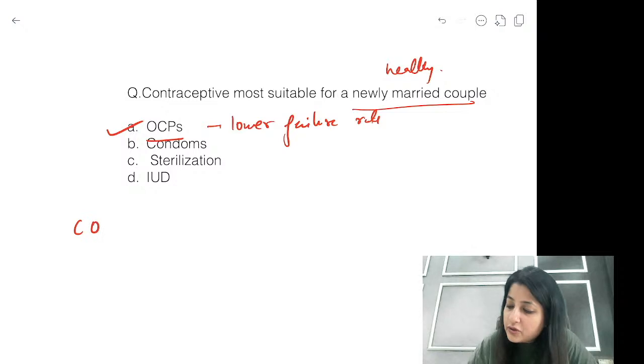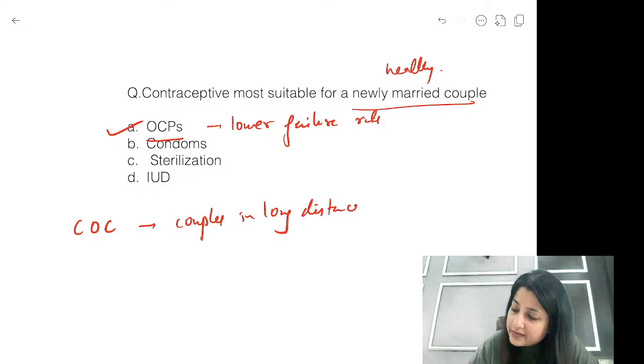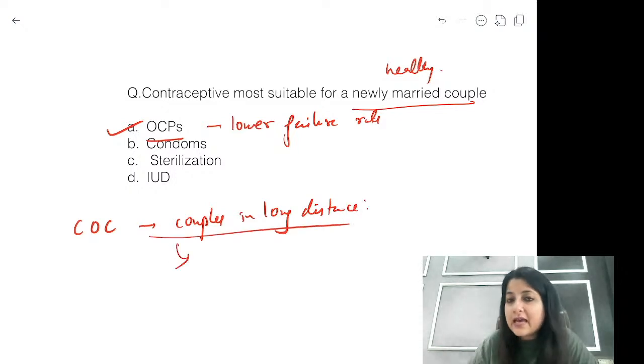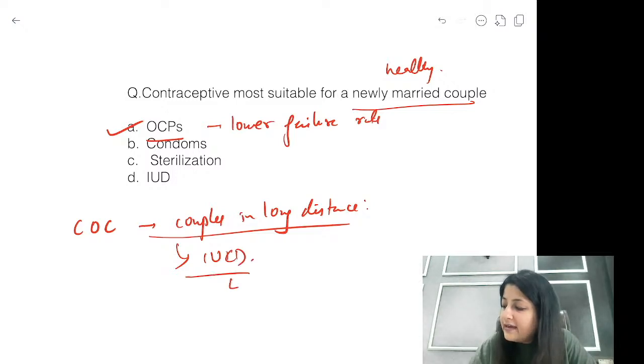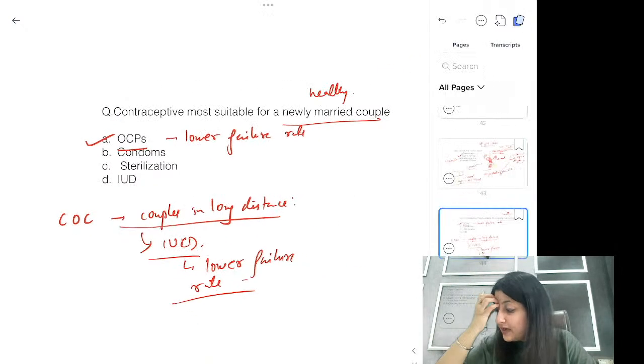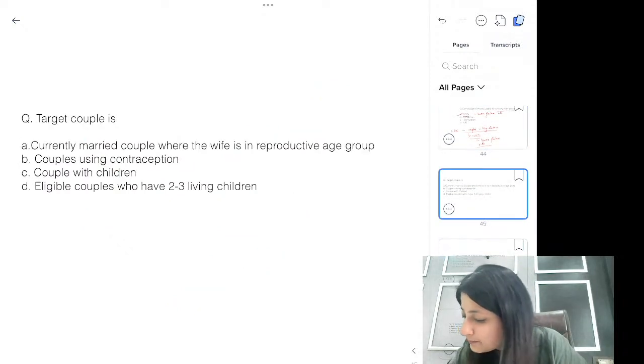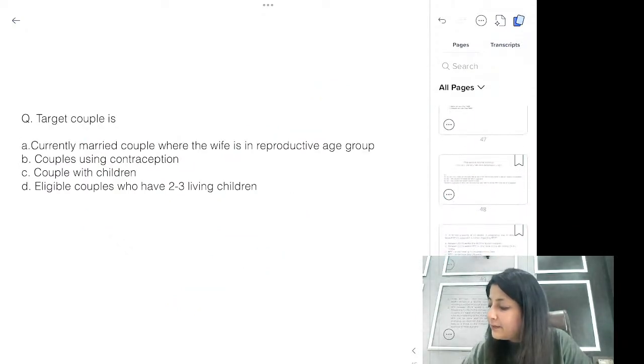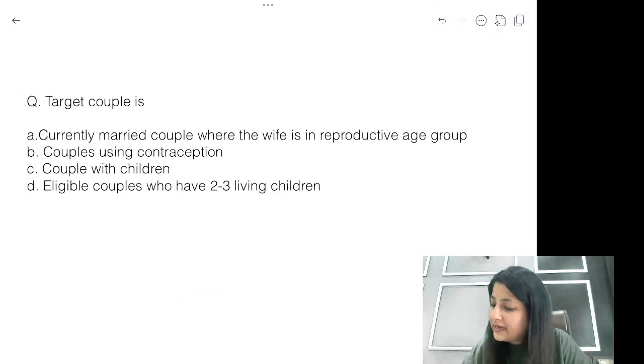Contraception of choice for couples in long distance relationship, तब क्या है everybody? Please go for IUCDs. Why? Because they have lower failure rate compared to barrier method. Okay, चलो, who is a target couple, guys? Quickly tell me.